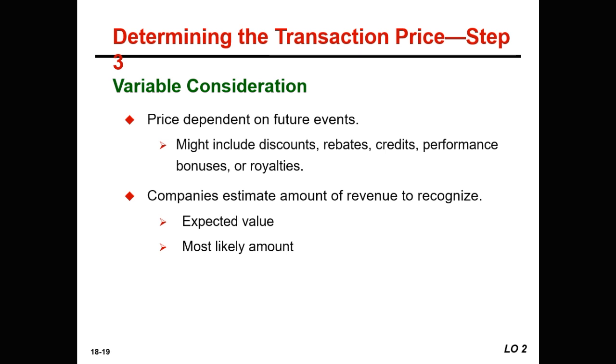First, we have what's called the expected value. This is a probability-weighted amount in a range of possible consideration amounts. It may be appropriate if the company has a number of contracts that have very similar characteristics. It can also be based on a limited number of discrete outcomes and probabilities. Then we have the most likely amount. The single most likely amount in a range of possible consideration outcomes. This may be appropriate if there are only two possible outcomes.